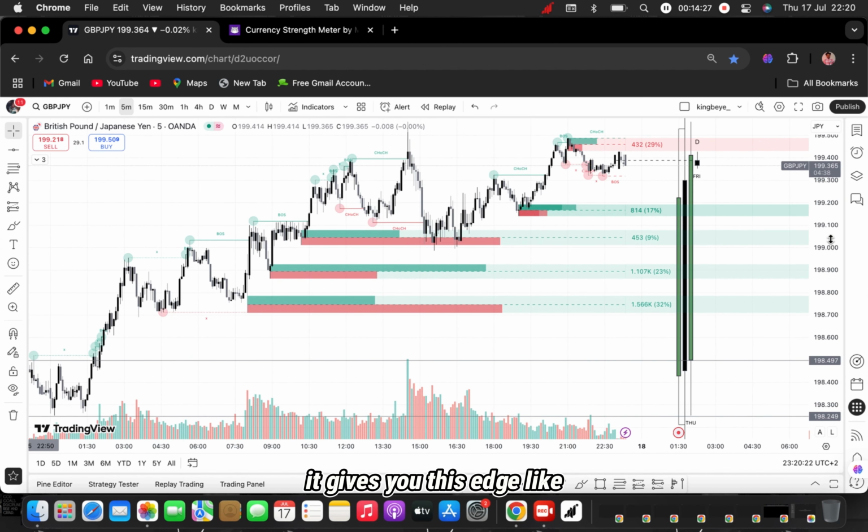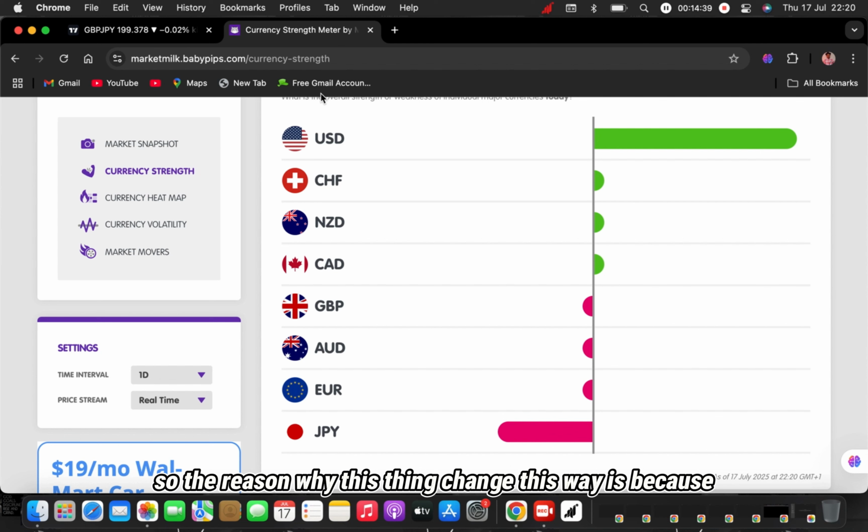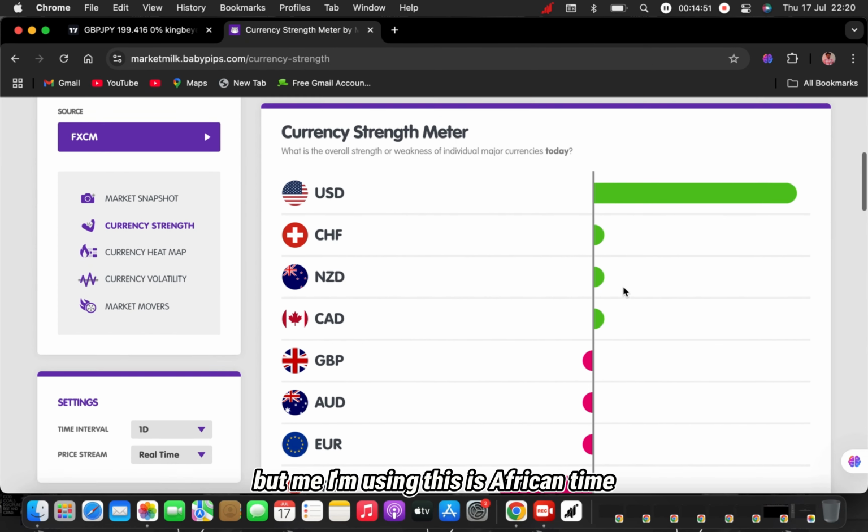It gives you this added edge, like you just don't trade when you're not supposed to trade. So the reason why this changed this way is because Sydney has opened. This is on Friday. So Sydney has opened, but I'm using African time.